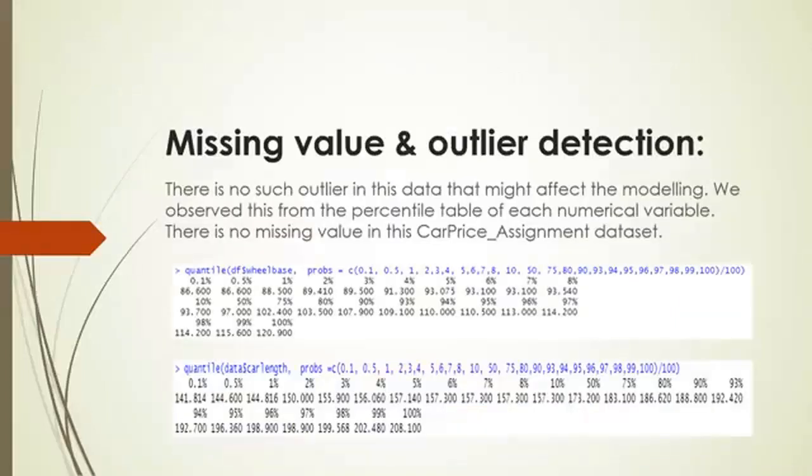Next, we come to the missing value and outlier detection step in the modeling. There is no such outlier in the data that might affect the modeling. We observe this from the percentile table of each numerical variable. There is no missing value in the car price assignment dataset.